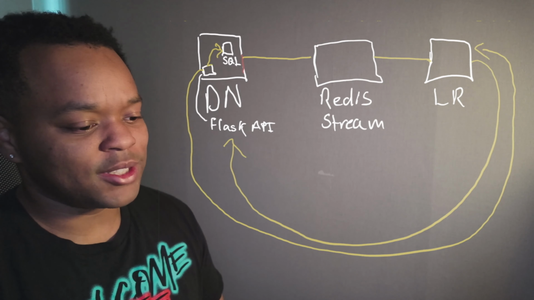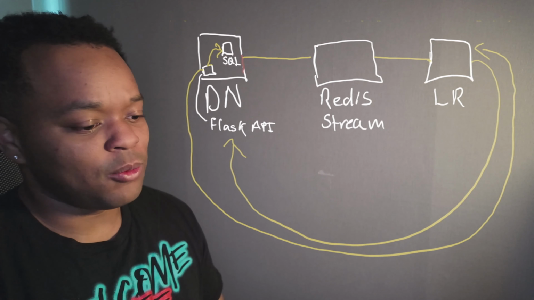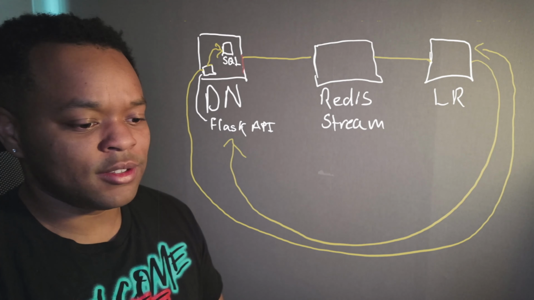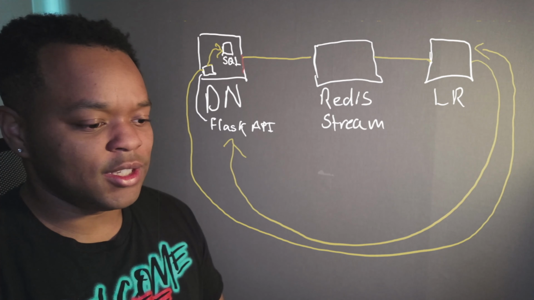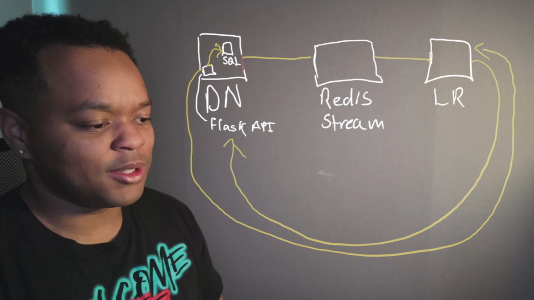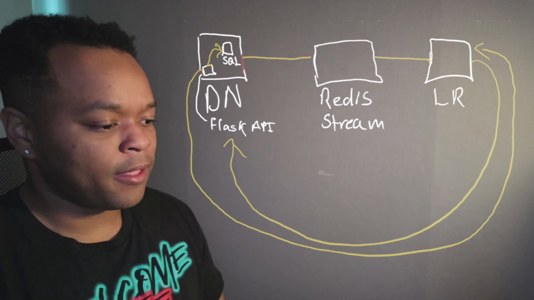But as of right now, we're going to set it up as Redis Stream. We're going to serve this over HTTPS. And yeah, that's how the data normalizer will now talk to the linear regression model. And we're going to do this completely free.